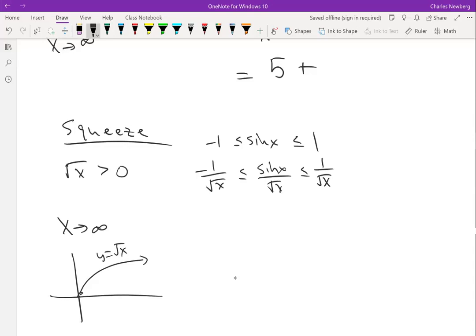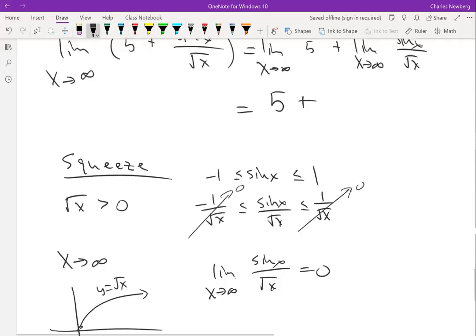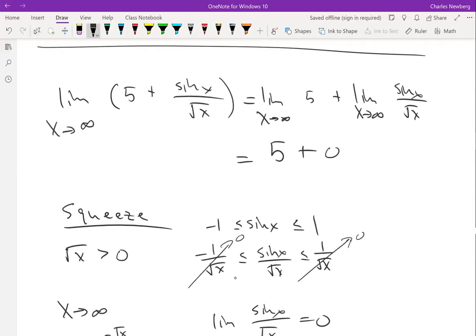If I take 1 and divide it by a bigger and bigger number, where is that ratio going, class? 0. And if you take -1 and divide it by a bigger and bigger number, it's also going to 0, just from the negative side, not the positive side. So this is going to 0, this is going to 0, so where's the middle going? 0. That means the limit as x goes to infinity of sine x over square root of x is also 0. And this becomes 5 plus 0. And what's 5 plus 0 today, Mark? 5. I knew I could get you to say 5 today.